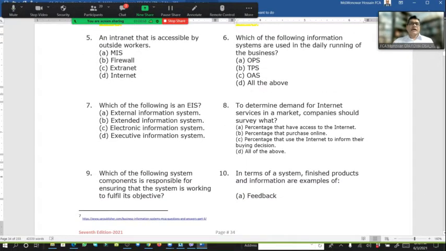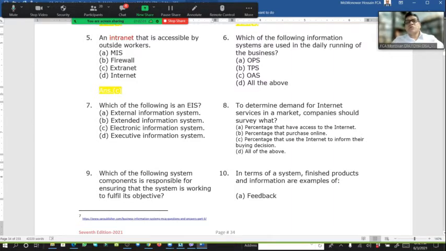And number 5, the network that is accessible by outside workers. So what? MIS, firewall, extranet, or internet? What would be the answer? Let's see. Internet, sir. Internet that is accessible by outside workers. Here the answer says C, extranet. Yes sir, extranet. Extranet access is for authorized business partners and customers. Yes sir, okay.